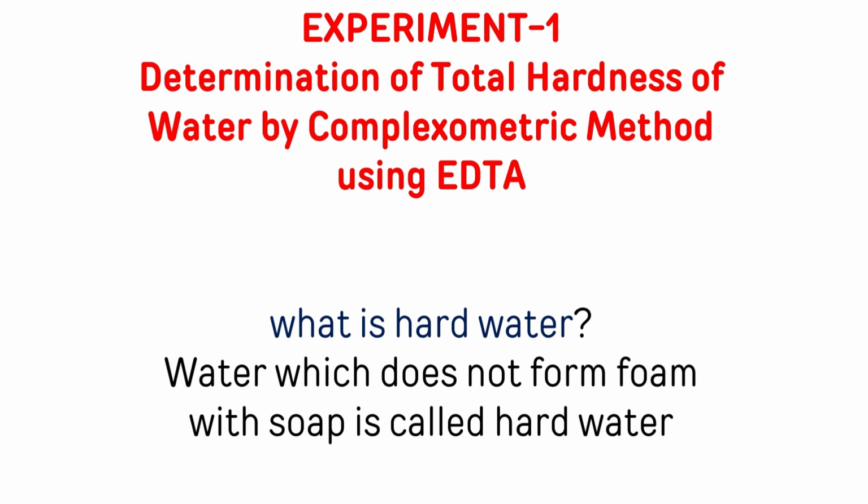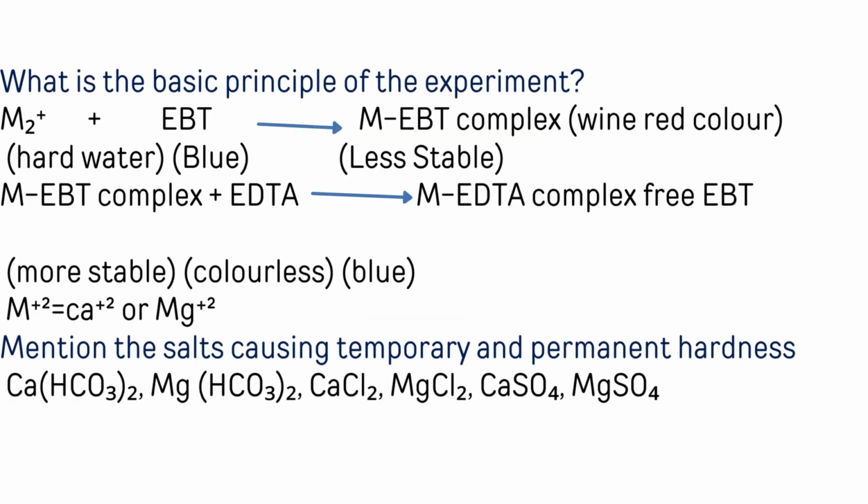What is hard water? Water which does not form lather with soap is called hard water. What is the basic principle of the experiment? M2+ plus EBT gives M-EBT complex, wine red color. M2+ is hard water, EBT is blue, which is less stable. M-EBT complex plus EDTA gives M-EDTA complex plus free EBT.